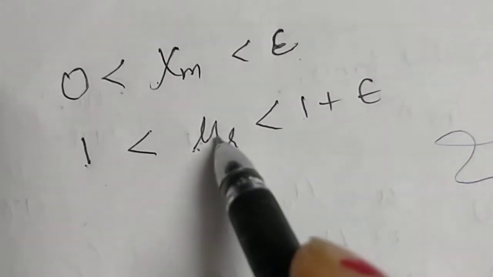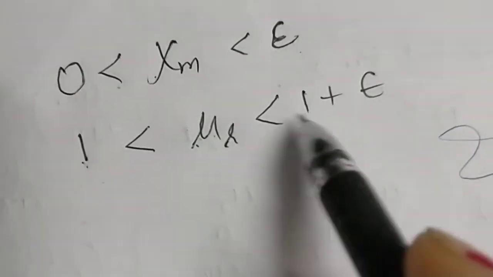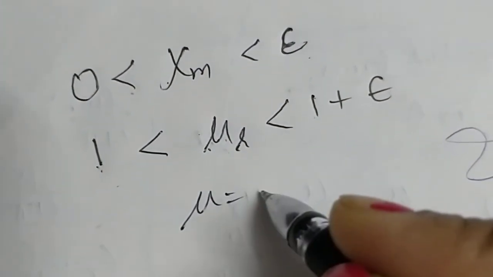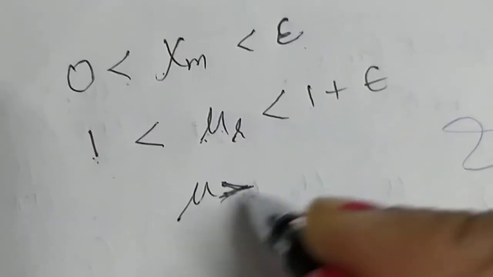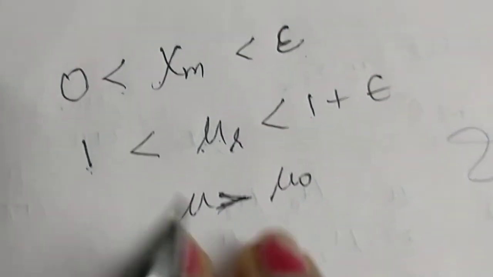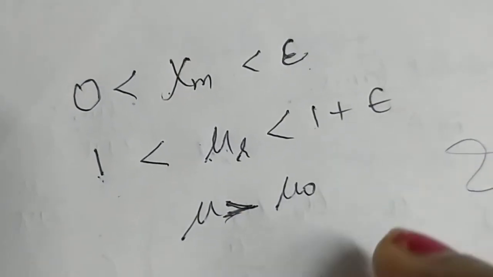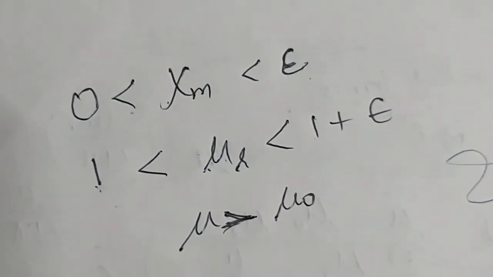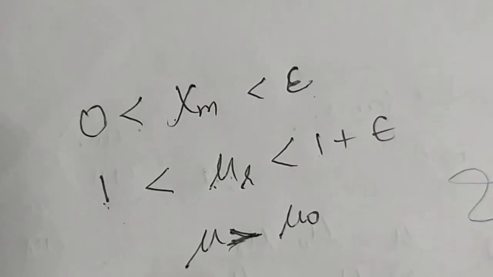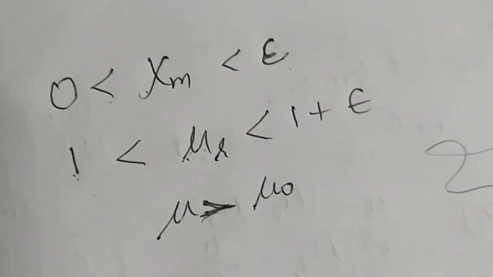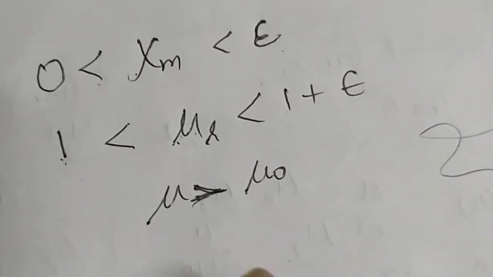Because mu r is greater than 1, your mu is equal to mu r mu naught, so mu will be greater than mu naught. This is the condition for a paramagnetic material. That means paramagnetic material will show slightly more magnetism. Diamagnetic material will show less magnetism; it will actually repel the magnetic material, whereas here it will attract the magnetic material. Examples of paramagnetic material are aluminium, sodium, calcium, oxygen, and copper chloride.